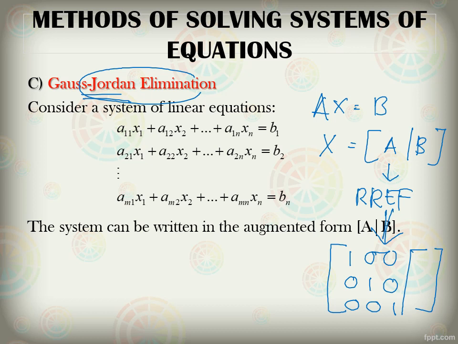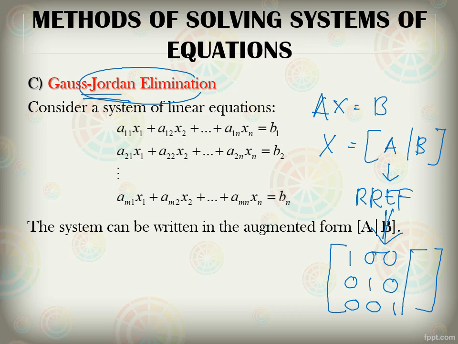Right, so what we have done in Gauss elimination method, we just extend a little bit more by reducing the upper part to 0. That will complete the process, the method, and it will become Gauss Jordan elimination.